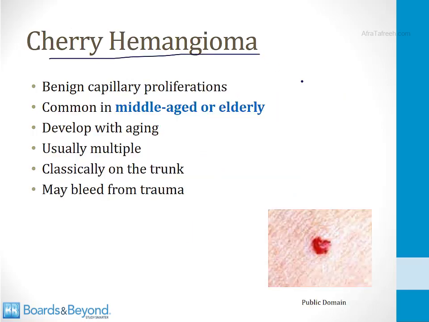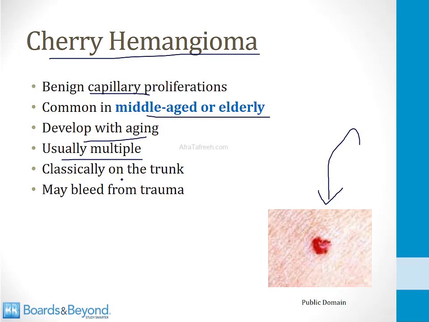A cherry hemangioma is a small red spot. It looks like what's shown on the screen here. It's a benign proliferation of capillaries. This is very common in patients who are middle-aged or elderly. If you have a primary care clinic and you examine the skin of elderly patients, you will usually find some of these lesions, especially on the trunk. They develop with aging. There's usually multiple lesions. They classically occur on the trunk, and they usually are asymptomatic, but sometimes they bleed from trauma.